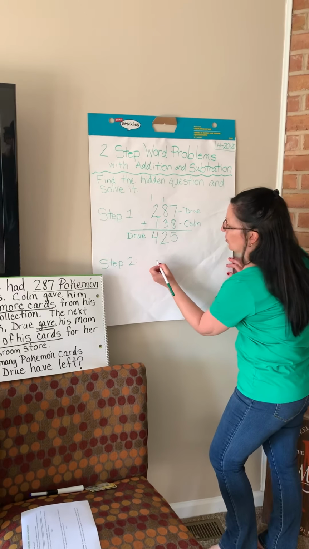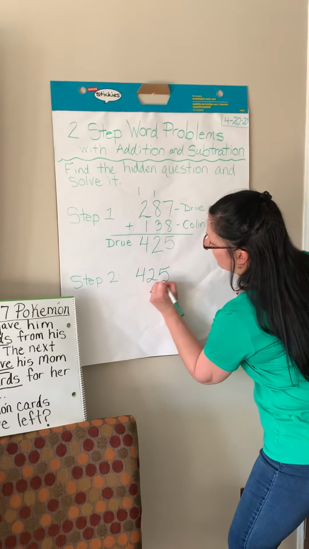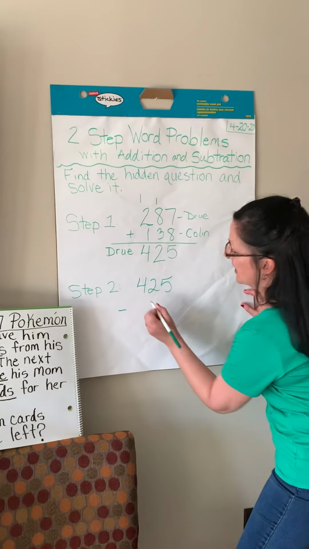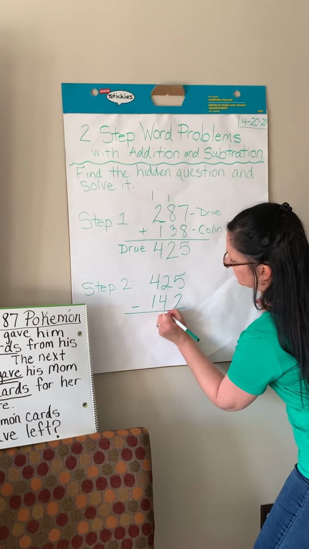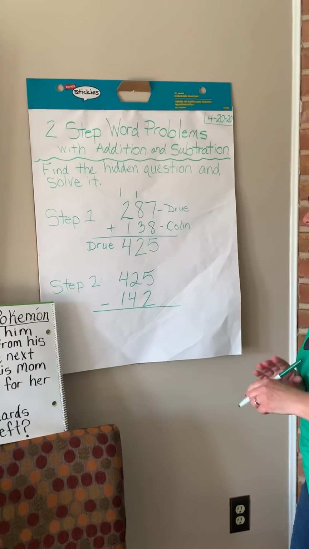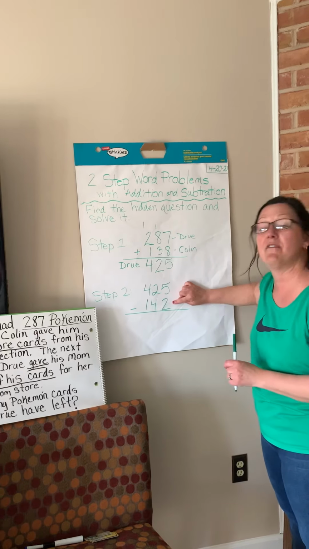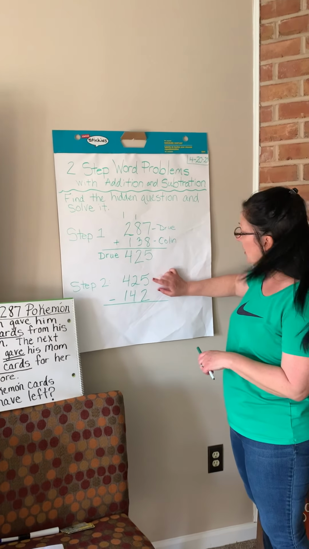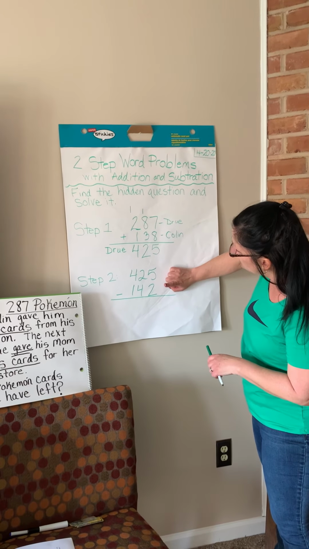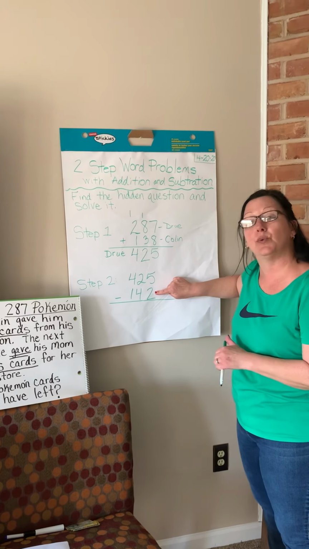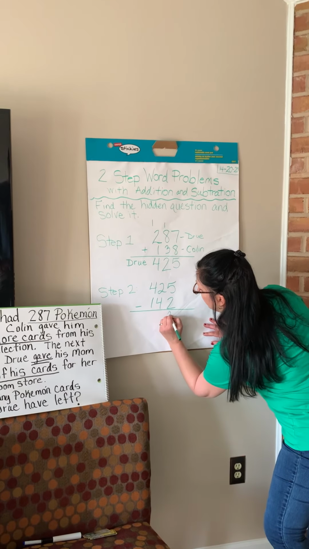We're taking the total amount of cards that Drew has, 425, and we are subtracting 142 cards. Now we need to do some 3-digit subtraction. Let's look at our ones place. Do we have an alert here? No, we don't, because 5 is bigger than 2. If I have 5 cards, I can certainly take 2 away. So 5 minus 2 is 3, good.